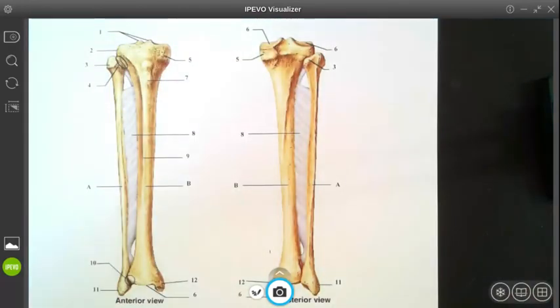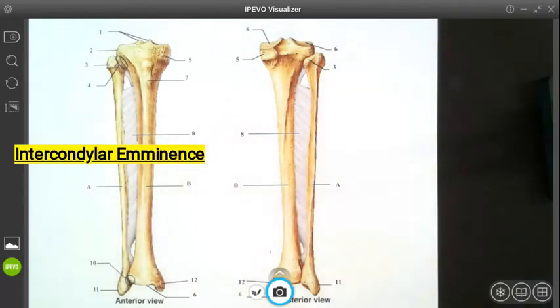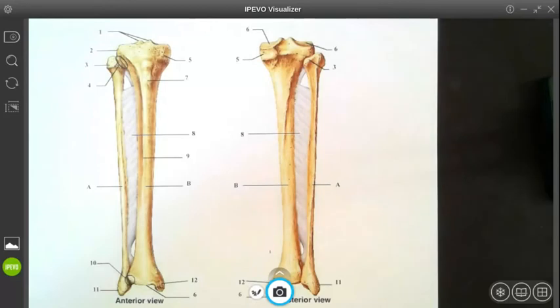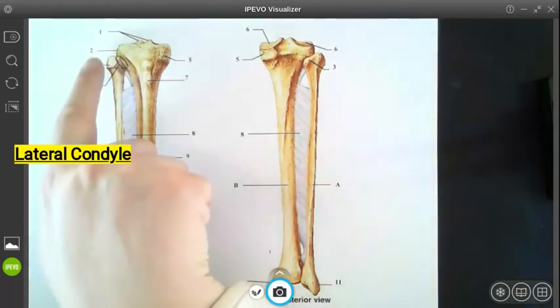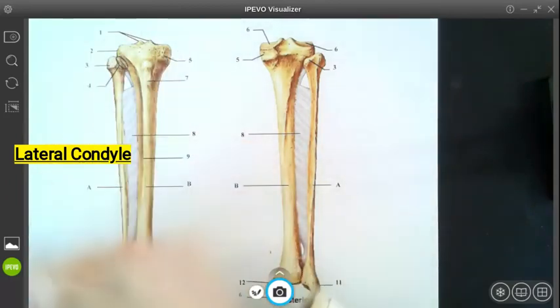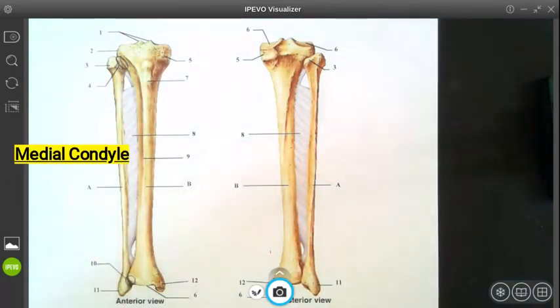And now let's look at the picture itself. So number 1, this is actually called the intercondylar eminence. Number 2, 2 and 5 are both condyles again. So your femur has condyles and so does your tibia. So the condyle is just a rounded projection. So number 2, that's on the outside, so it's a lateral condyle, and 5 is the inside, which is the medial condyle. 7 is pointing at that tibial tuberosity.